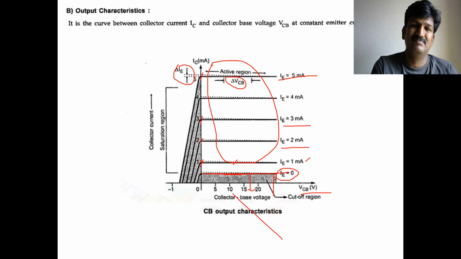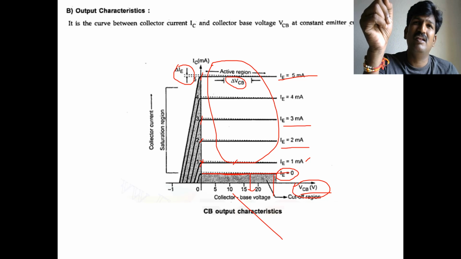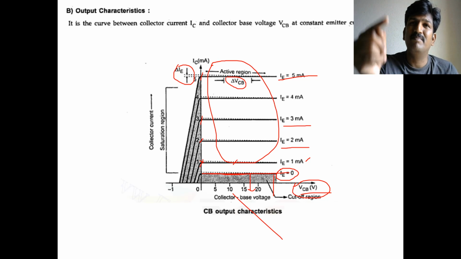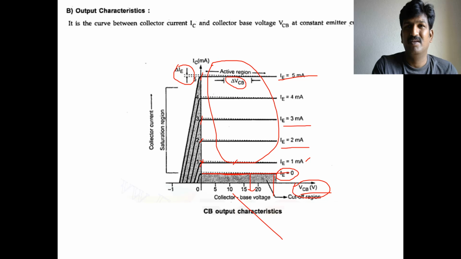Here, VCB has a positive voltage. It means positive is connected to the N terminal and negative is connected to the P terminal of the junction formed between the collector and base. The base to collector junction is reverse biased, and it is already reverse biased.